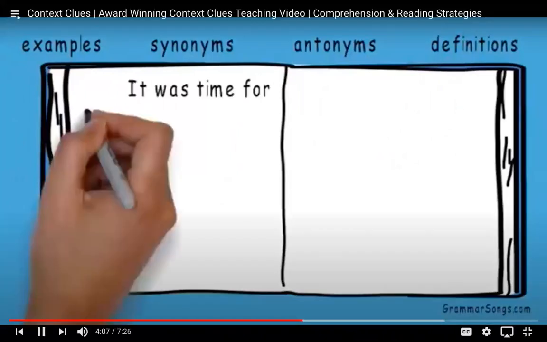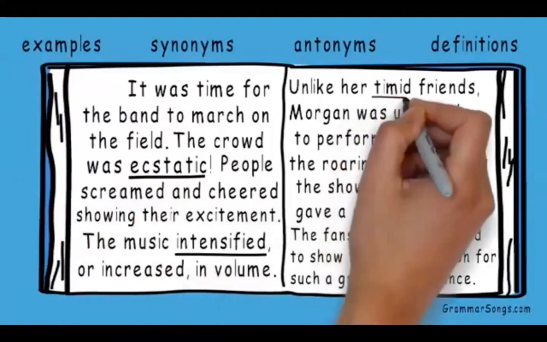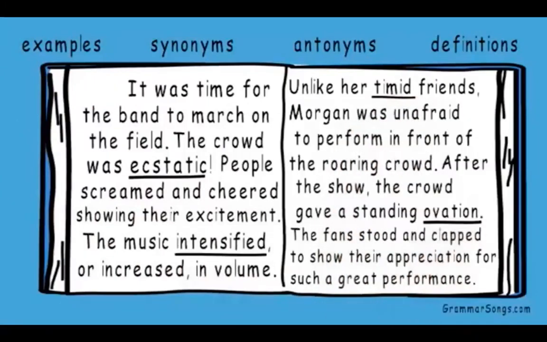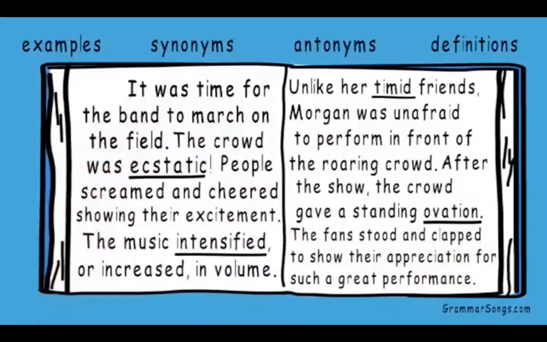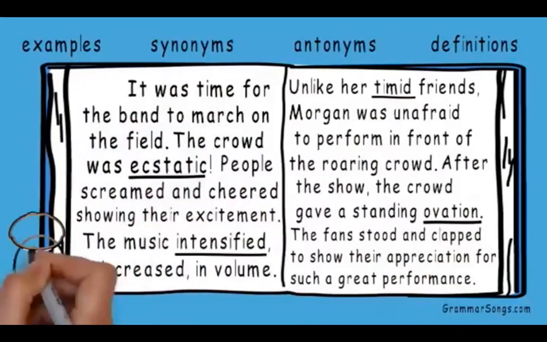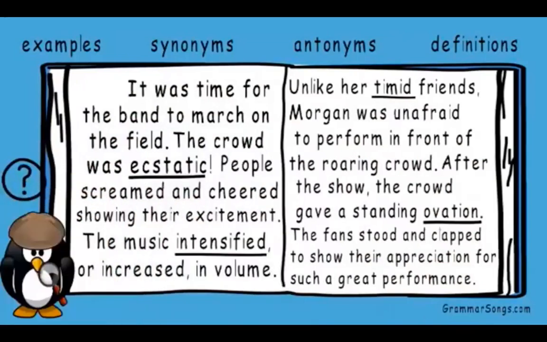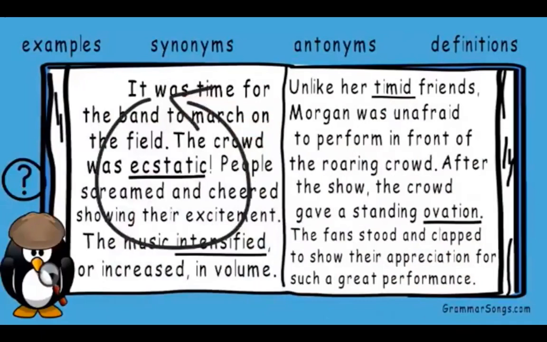Let's read a paragraph and look for the context clues a reader might find if he or she was unfamiliar with the underlined words. It was time for the band to march on the field. The crowd was ecstatic. Ecstatic? I don't know what that means. Well, this would be a good time to look for context clues. Remember, if you can't find a clue in the sentence you just read, you should keep reading. A word's context includes the words and sentences around it.